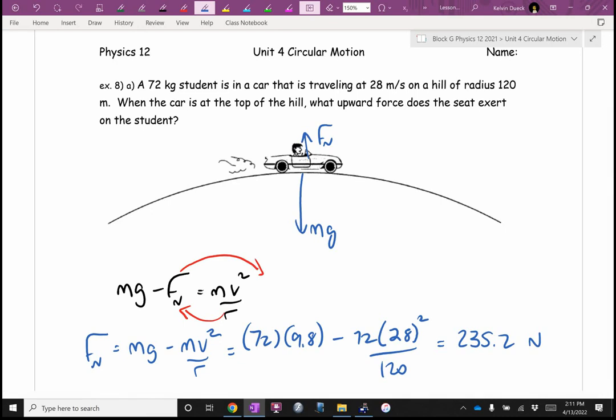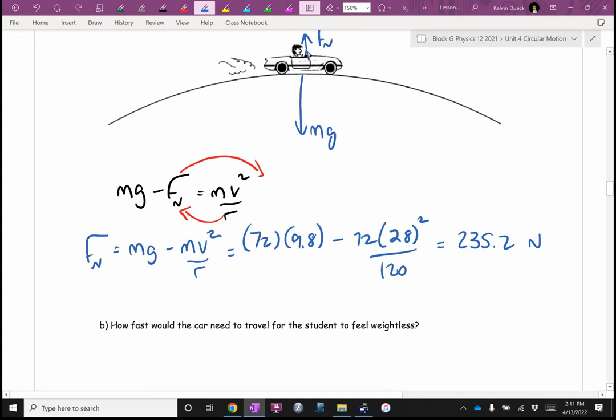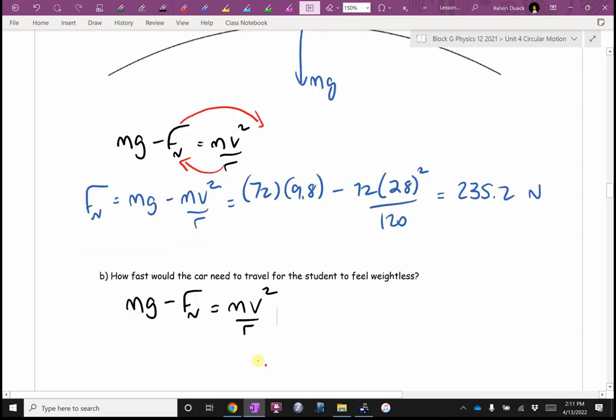What if we went faster? How fast would we need to travel for the student to feel weightless? If you're feeling weightless, which of these is zero? So we'll start out with Mason's equation. Mg minus Fn equals mv squared over r. But what did you say? If we feel weightless, how big is the normal force exactly as a number?